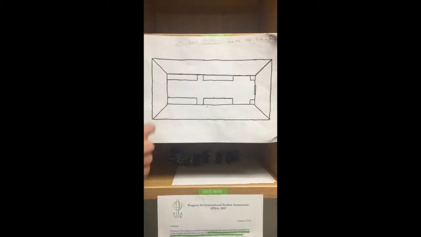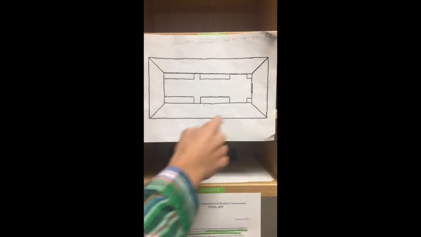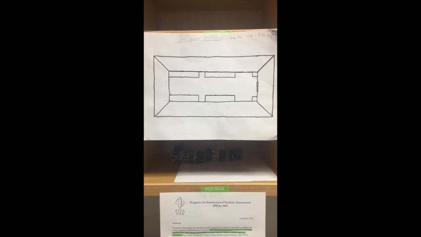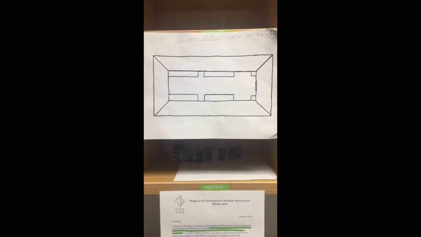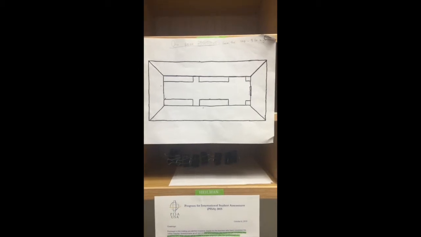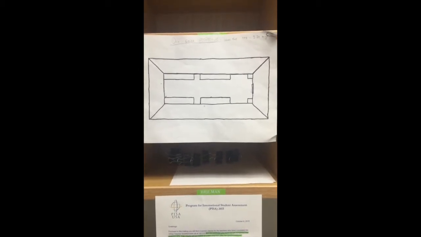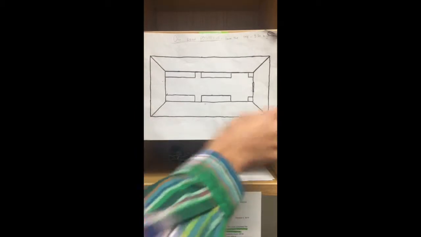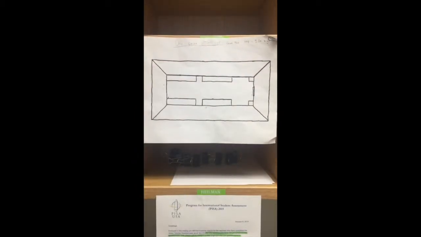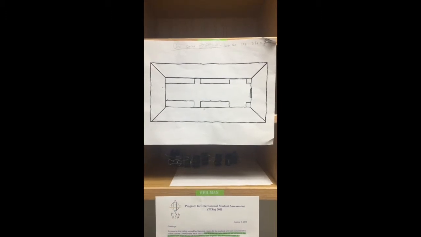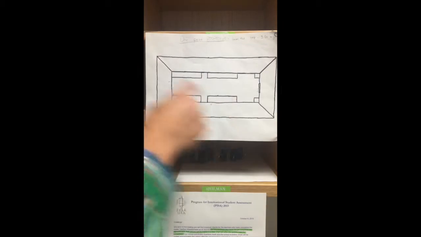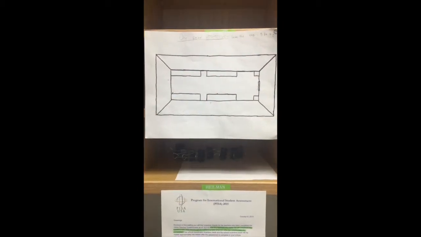So this rectangle, these four trapezoids, these four rectangles, and these two squares are all quadrilaterals because they have 4 sides. And this is a rectangle because it has 4 sets of 90-degree angles and 2 sets of parallel lines. And then this rectangle is a quadrilateral for the same reason, that it has 4 right angles and 2 sets of parallel lines.